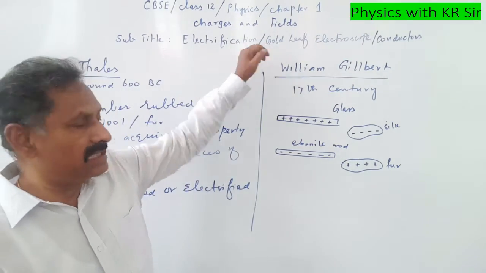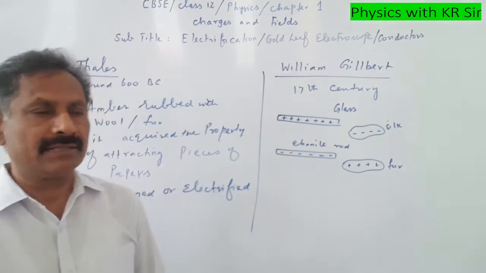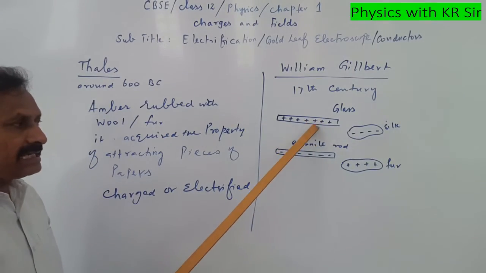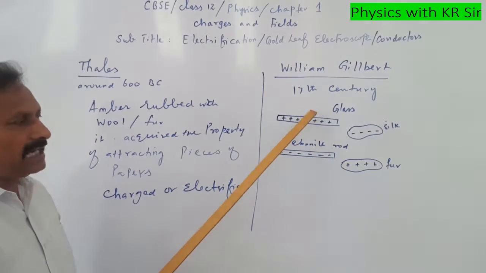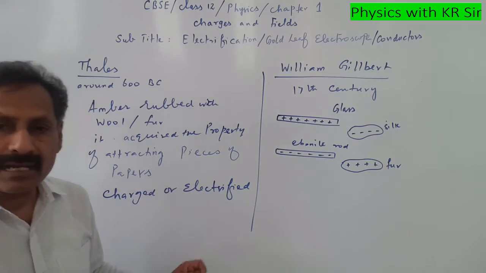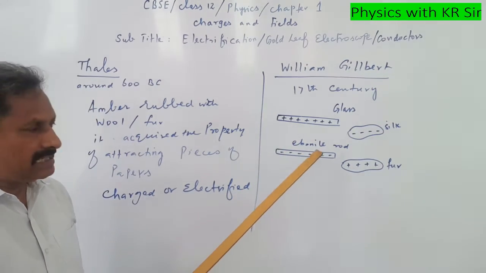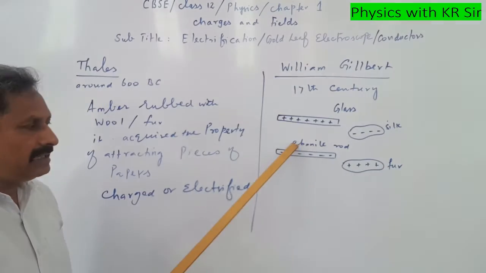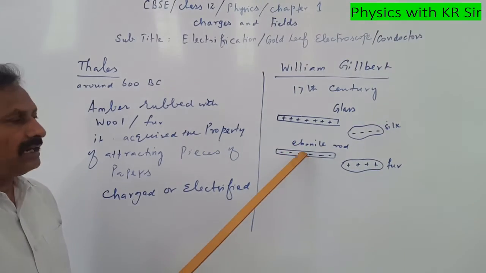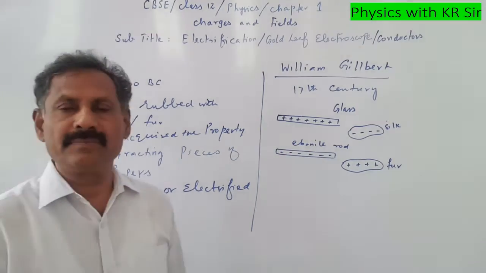So William Gilbert discovered that when glass is rubbed with silk, it acquires positive charge and it attracts the pieces of paper. When an ebonite rod is rubbed with fur, it acquires negative charge and it also attracts the pieces of paper.